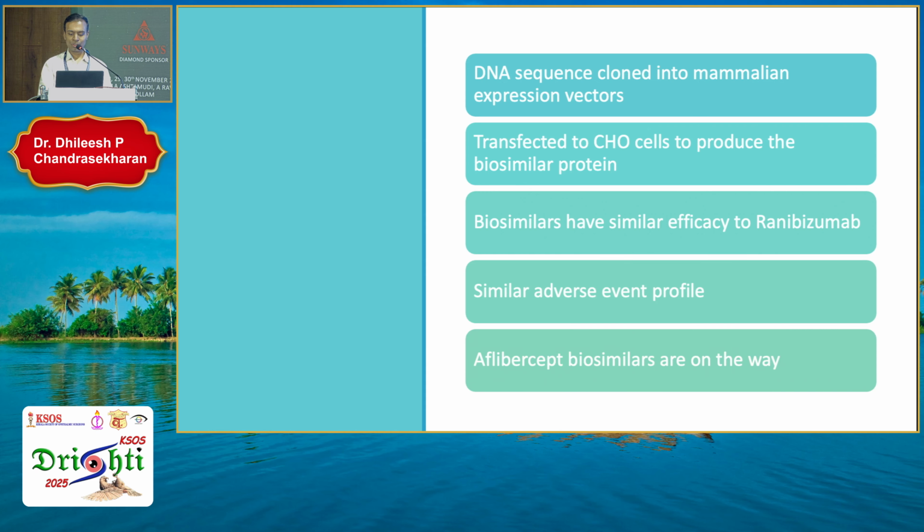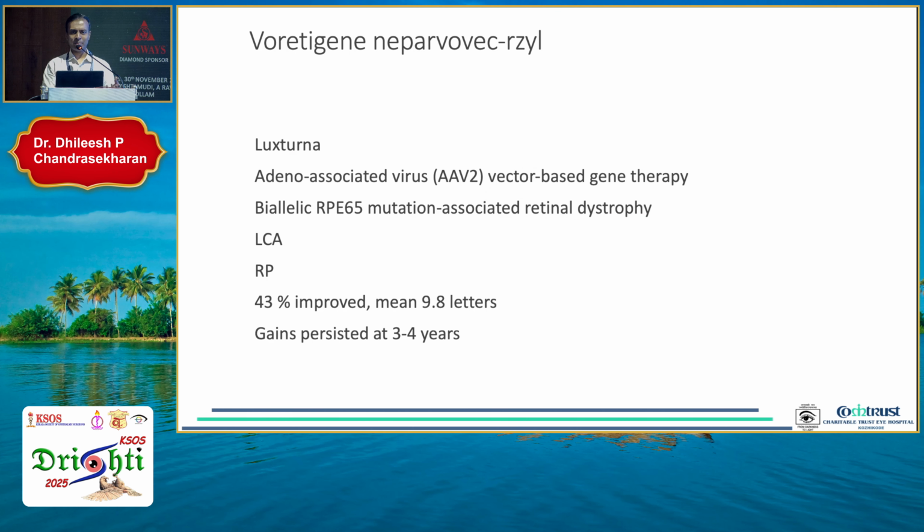Aflibercept biosimilars are on the way. Their adverse event profile and clinical efficacy are similar to the parent molecule. The adverse events that have been recorded are mostly due to logistic issues rather than the drug molecule itself, inflammations and all. Coming to gene therapy, Luxturna is the molecule that is already available.